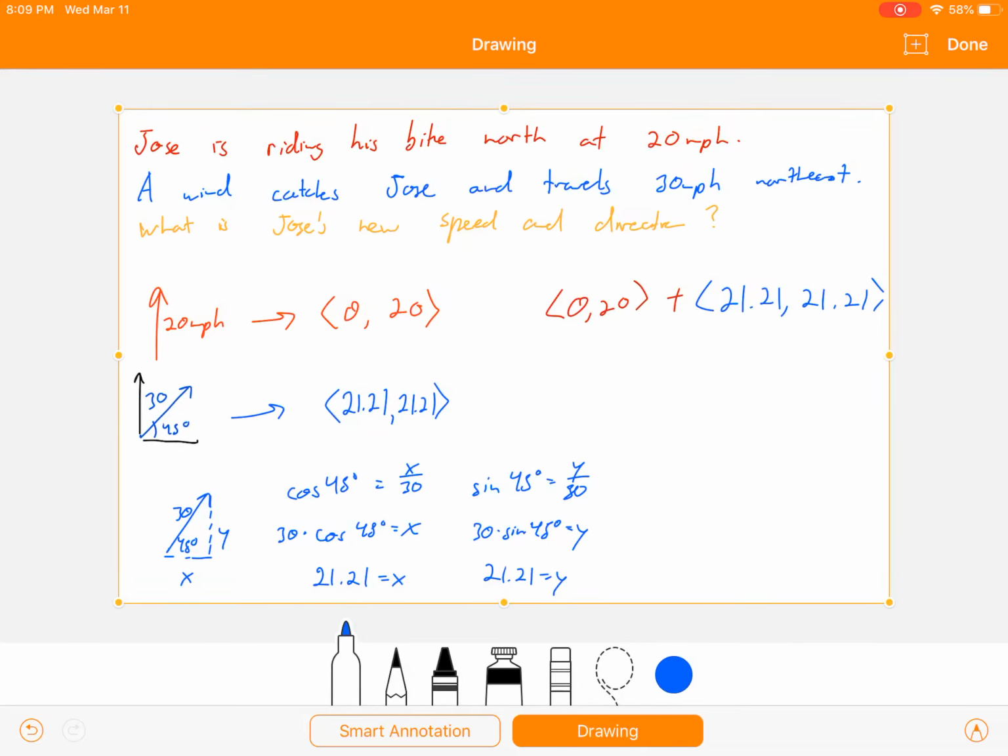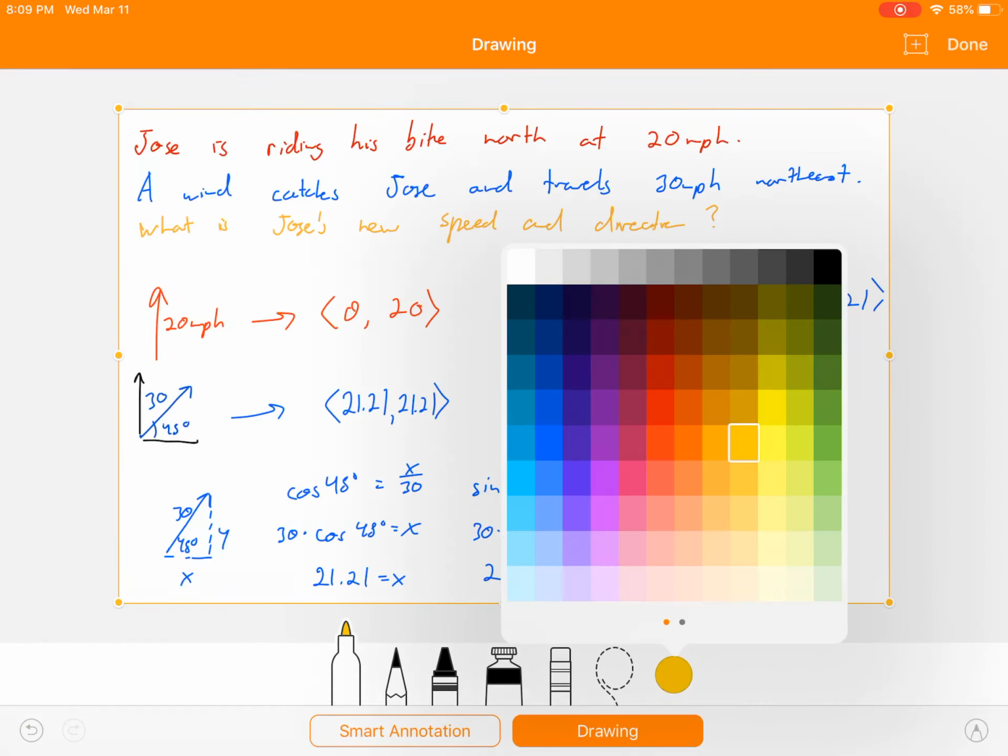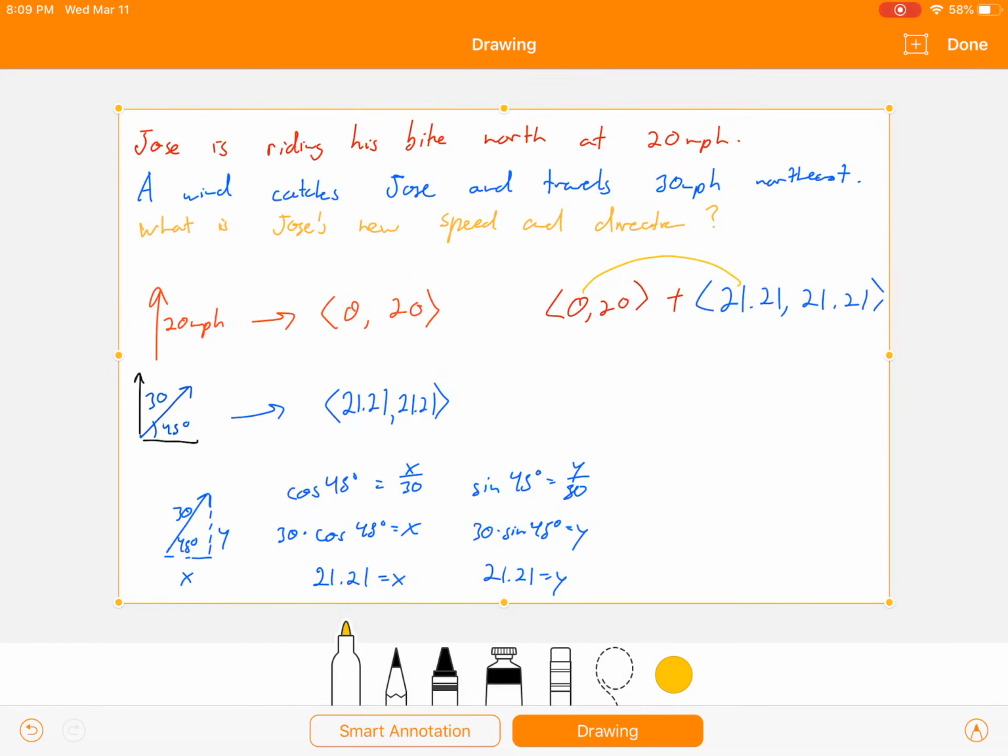Well, remember the way vector addition works, all we have to do here is add the two verticals and add the two horizontals. So 0 plus 21.21, well, that's just 21.21. But then we have 20 plus 21.21, so that's just 41.21. So that is Jose after the wind. So that is what happens to Jose after he's been pushed by that gust of wind, 30 miles per hour northeast.